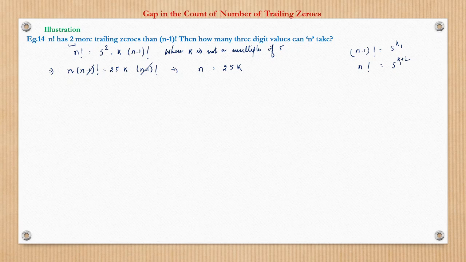So how many 3 digit values can n take? What are the possible 3 digit values which n can take? So n can take 100, which is 25 into 4. It can take 125, which is 25 into 5, till it can take 875 and then 1000. But 1000 should not be taken because this is a 4 digit number. So n will take these values, right? From 100 to 875.